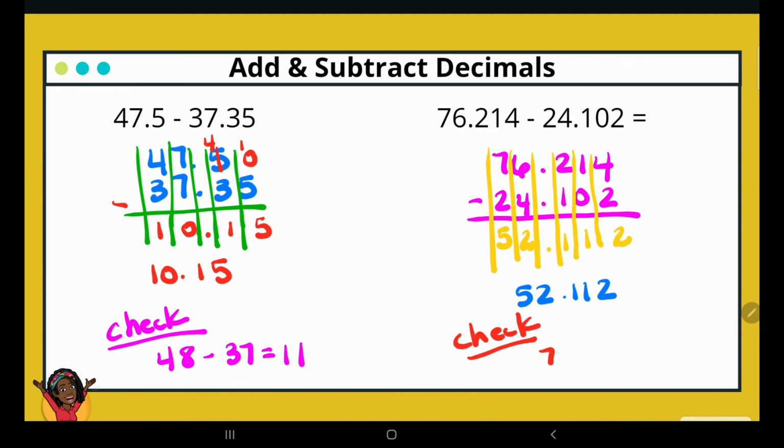Now if we use estimation to check our work, 76.214 would be 76. Minus 24.102 would be 24. And now when I subtract those two, I get 52. Okay, my answer is definitely in the correct range.